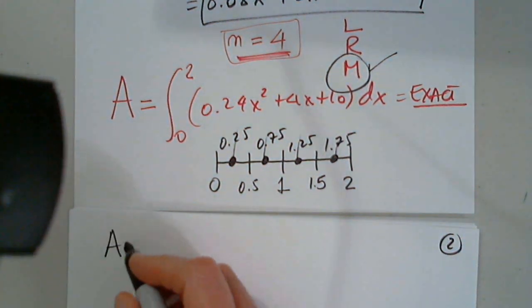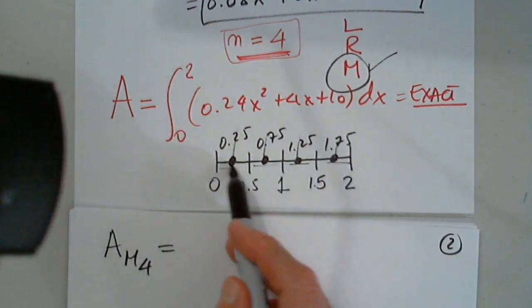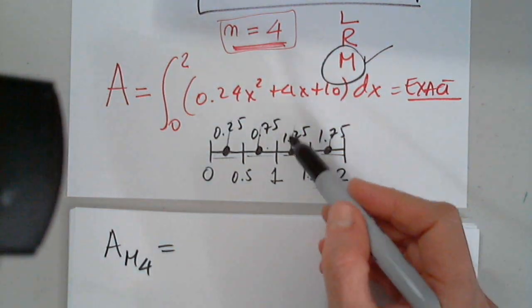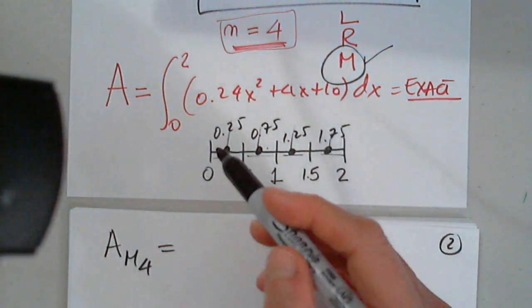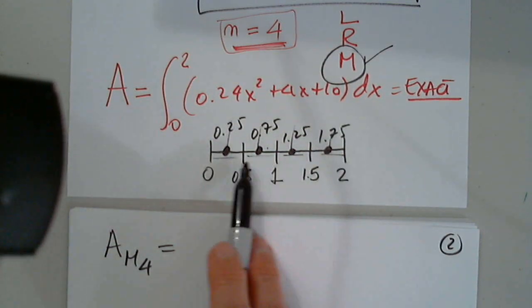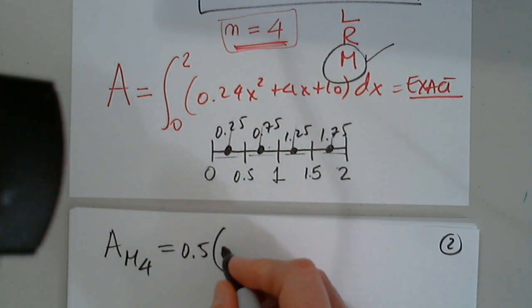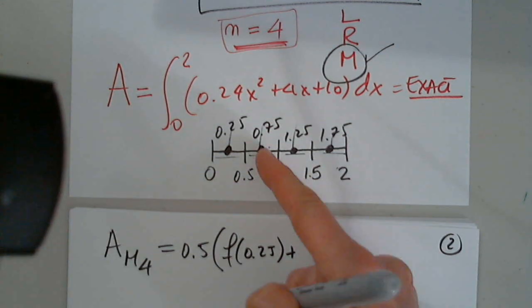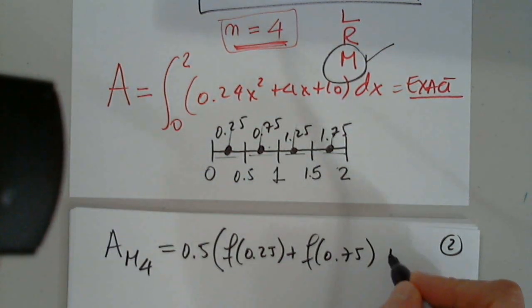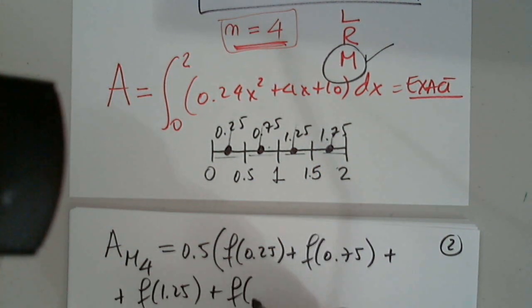So then, the area with midpoint 4 equals delta x, base times height plus base times height plus base times height, whatever the function is. The base of all these subintervals, the width of these subintervals, is 0.5. So I will pull it out: 0.5 times F of 0.25 plus F of 0.75 plus F of 1.25 plus F of 1.75. And this will be the answer.